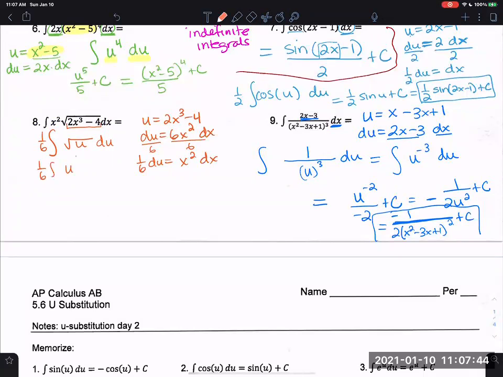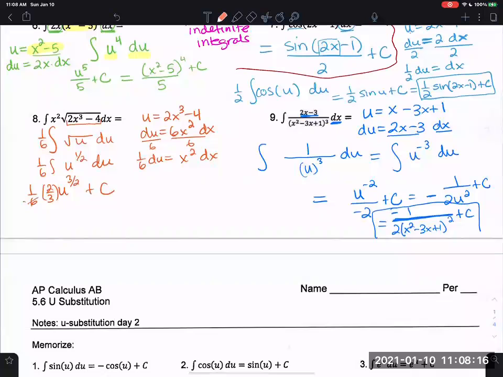I'm going to rewrite it before I use power rule. Okay. So now I have 1/6. And then when we use power rule, 1/2 plus 1 would be 3/2. Hopefully we've done some practice with these, right? So that when you divide by 3/2, you're multiplying by 2/3. And of course we have our plus c.